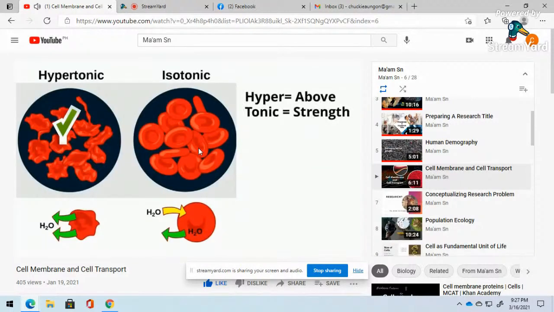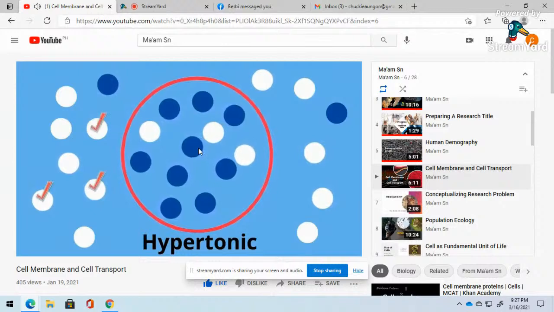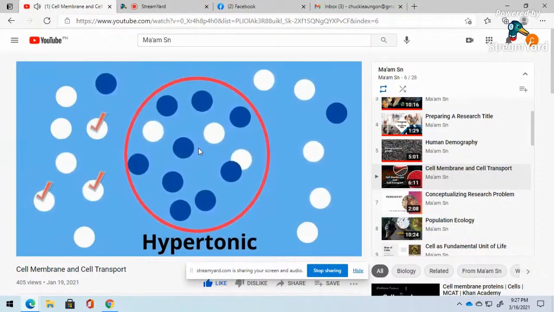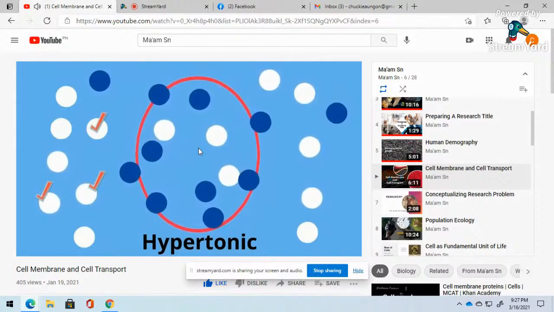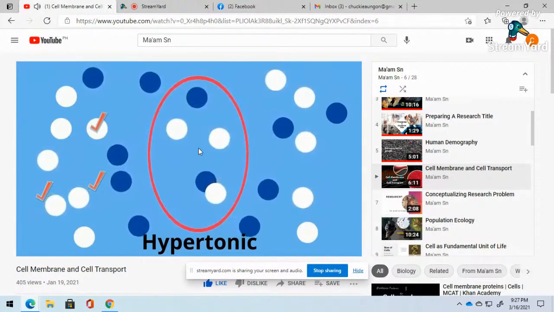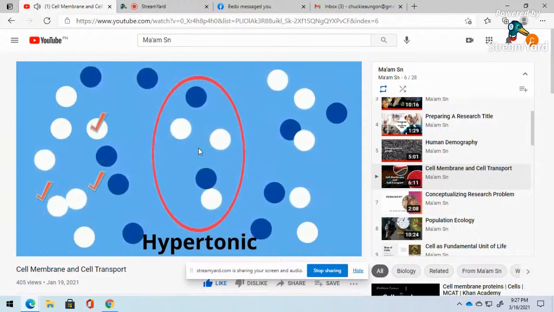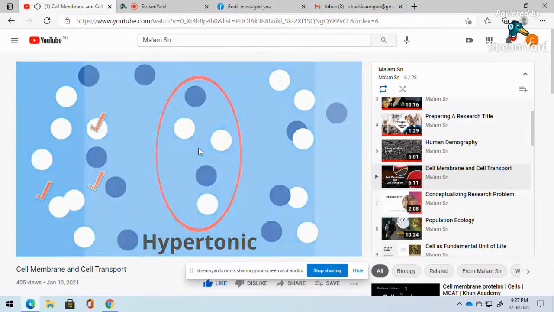Now, a hypertonic solution is different. Hyper meaning above, and tonic meaning strength. Notice that there is more salt, or solute, than solvent outside the cell. As a result, you have a higher concentration of solvent inside the cell. So the solvent travels out of the cell and the cell will shrink. The solvent always travels from high concentration to low.